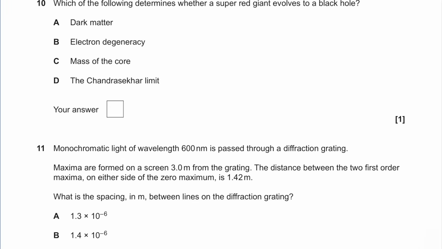Question number 10. Which determines whether a super red giant evolves to a black hole? It's the mass of the core, so C is the answer.